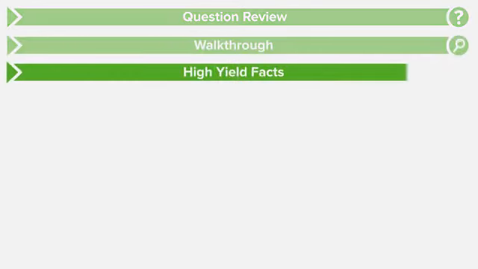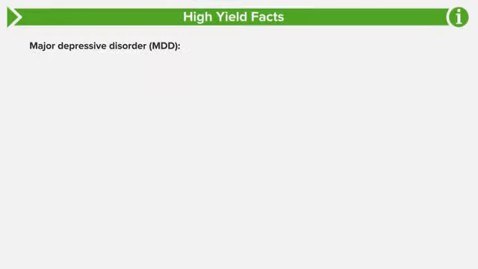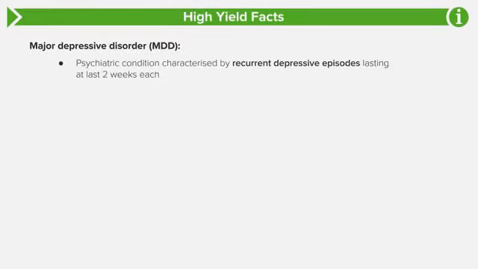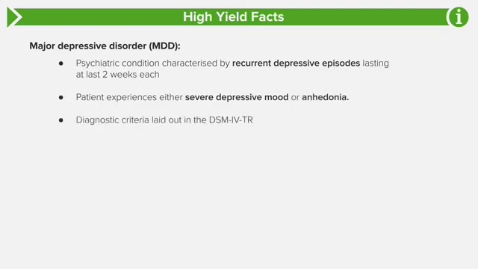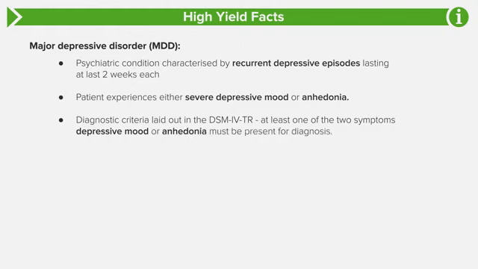Now let's go through some high-yield facts that we've learned from this question. Let's talk about major depressive disorder. Now, major depressive disorder is a psychiatric condition characterized by recurrent depressive episodes lasting at least 2 weeks each, during which the patient experiences either severe depressive mood or anhedonia. Now, the diagnostic criteria for major depressive disorder is described in DSM-4-TR, and it states that at least one of the two symptoms of depressive mood or anhedonia must be present for the diagnosis of major depressive disorder.